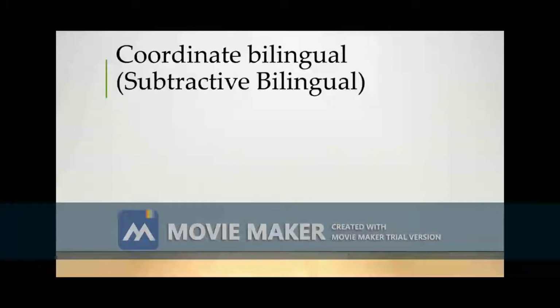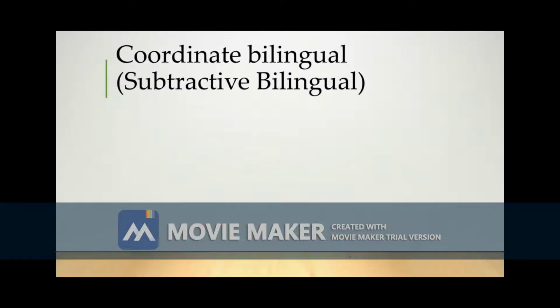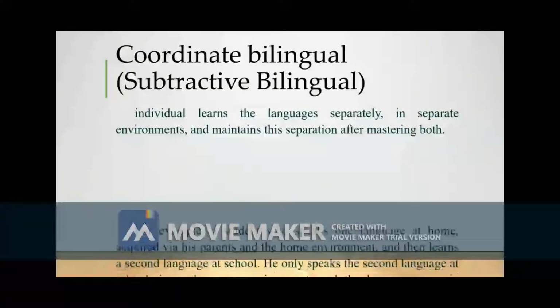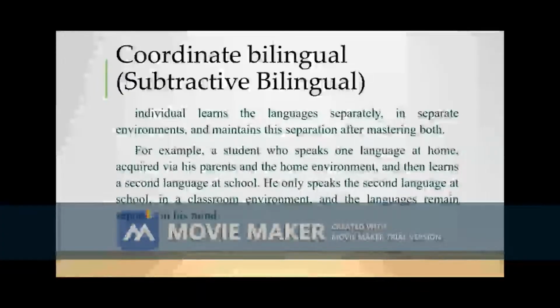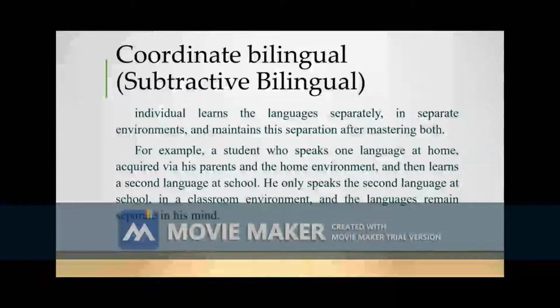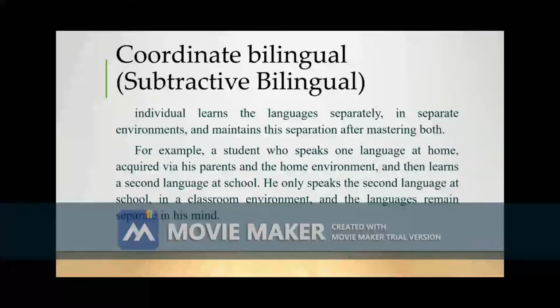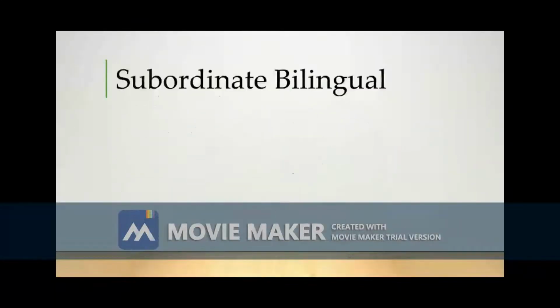Coordinate bilingual or subtractive bilingual. The individual learns the languages in separate environments and maintains this separation after mastering both. For example, a student who speaks one language at home, acquired via his parents in the home environment, and then learns a second language at school. He only speaks the second language at school in a classroom environment, and the languages remain separate in his mind.